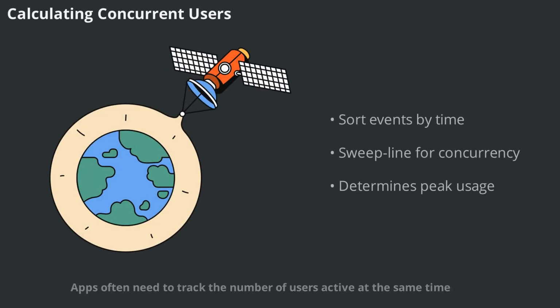Apps often need to track the number of users active at the same time. Interviewers may ask how to calculate the maximum concurrent users given login and logout times. Using sorting and a sweep line technique, you can process events efficiently and determine peak usage. This method is essential for scaling infrastructure and ensuring smooth operation during high traffic.